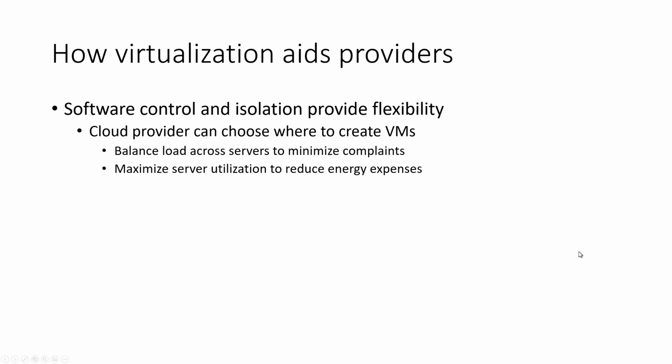So software control and isolation provide a lot of flexibility. For example, the cloud provider can choose where to create virtual machines, and it can, for example, spread virtual machines across multiple servers to balance load and make sure that every server has spare capacity to handle all the virtual machines assigned to it. Or the cloud provider can pack as many virtual machines as it can on each server and then keep most of the servers powered off and only turn servers on when it needs additional capacity to run additional virtual machines. So these are two different strategies that cloud providers can use.